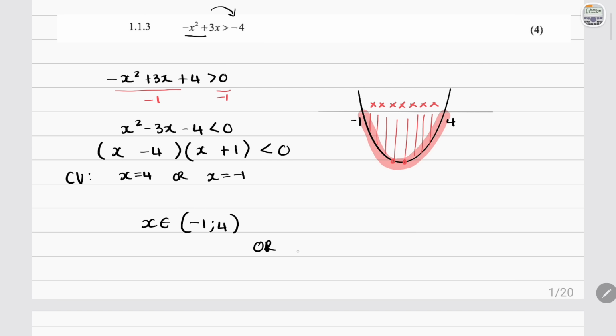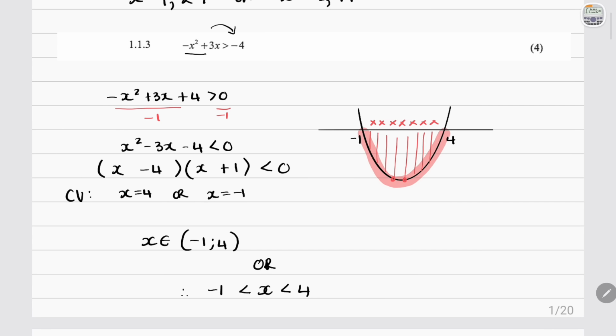You can also write it in set builder notation, which would look like this. You'd say x is going from -1 to 4. So we say x is greater than -1, but less than 4. And that would be our answer. Okay, moving on to the next question.